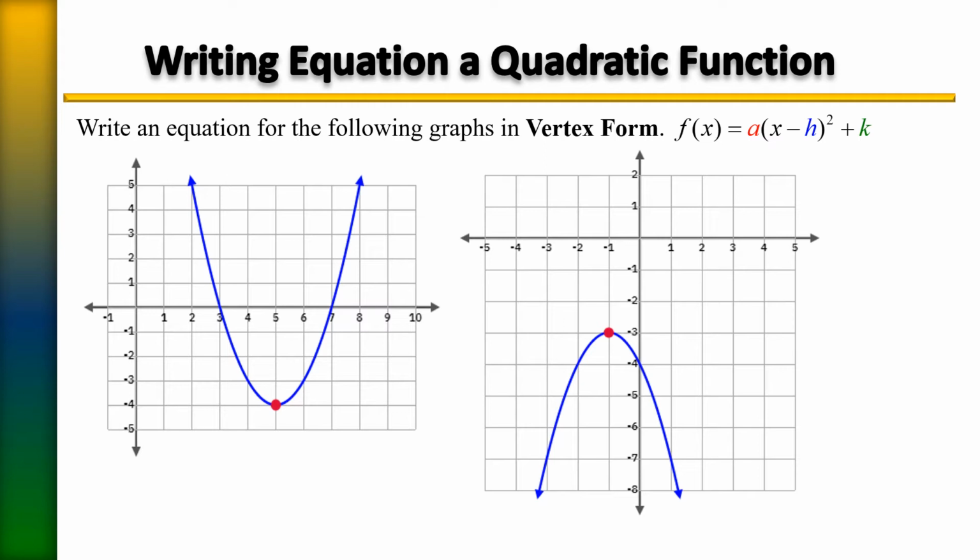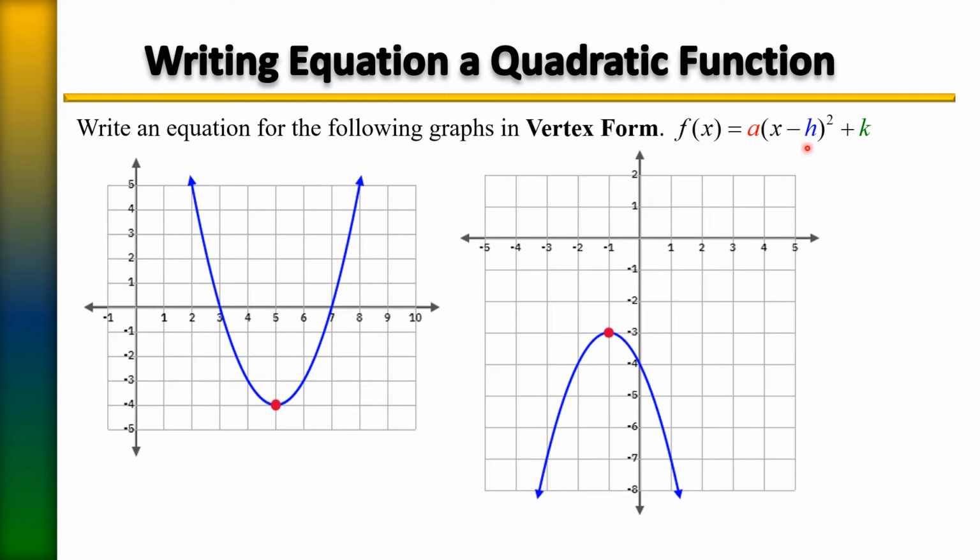Let's take a look at the other one. So in the second one, if we go over 1 and then down, over and down. Okay, so we can see that both of these are just simply the parent function that has either a horizontal or vertical shift or both.